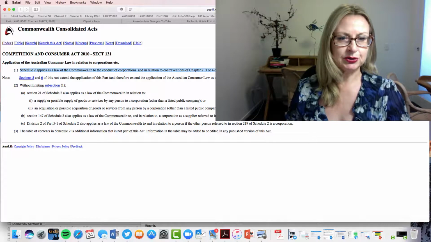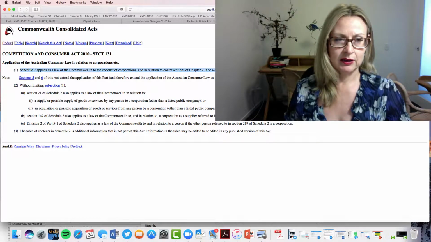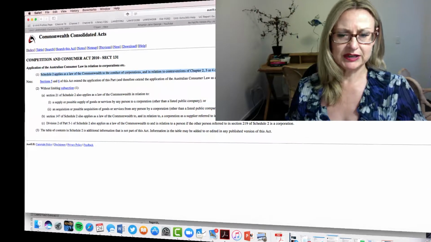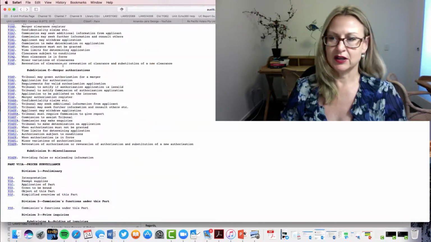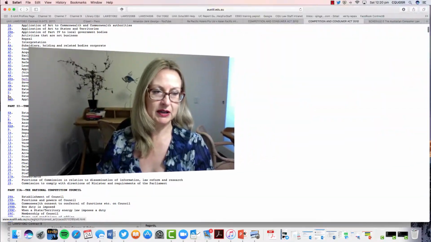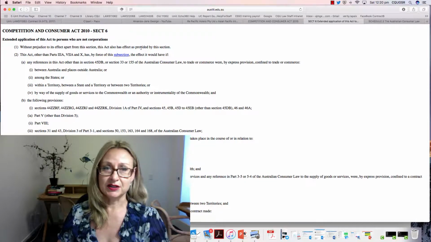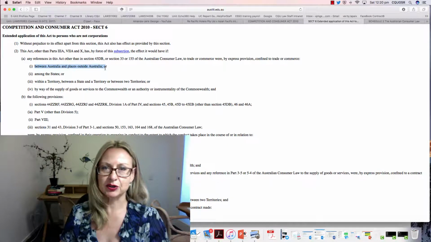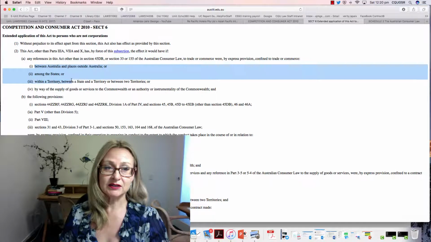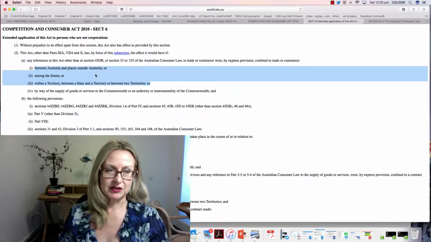Okay, now it's going to only apply to persons, that is individual natural persons, in a fairly limited range of circumstances. Those limited circumstances are set out for us in Section 6 of the main Act, and it says, without prejudice to anything else, the Act also has effect under this section where people are trading between Australia and places outside Australia, so international trade, trade between the states, within a territory, between a state and territory, between two territories, then a person will be captured under this particular instrument.